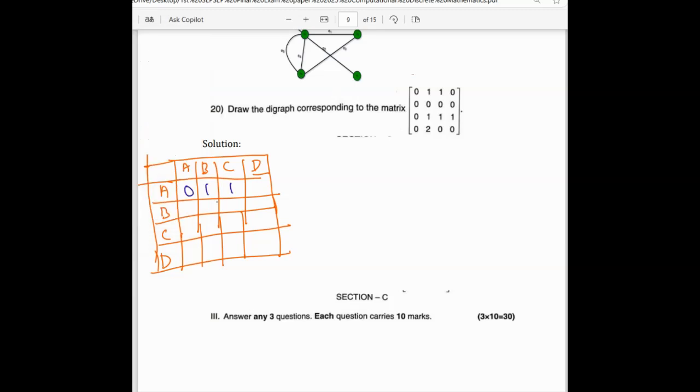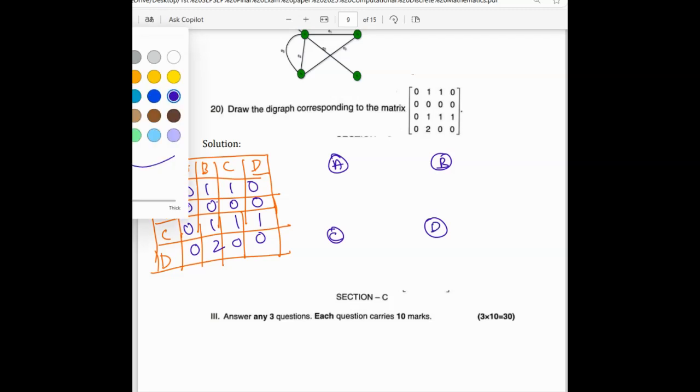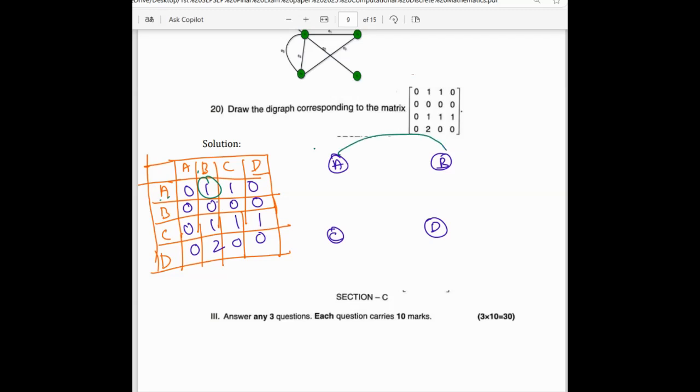Now they have given it as 0, 1, 1, 0, 0, 0, 0, 0, 0, 1, 1, 1, 0, 2, 0, 0. So now we will take A, B, C and D. Now we will start connecting it by the given values. So first, A to A it is 0, then A to B is 1. A to B we have 1 edge. Then A to C we have 1, A to C we have 1 edge.